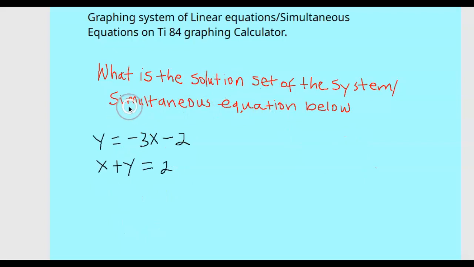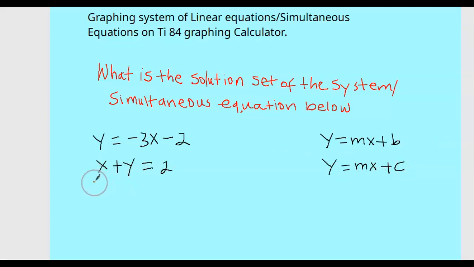Okay, so here we have this simultaneous equation, or the system of equations, and we want to graph this on the calculator. Realize that the first equation is already in the form y equals mx plus b, or y equals mx plus c, whichever one works for you. But the second one is not. So before we can put it in the calculator to graph it, we have to make sure that it's in that form. So we have to bring the x over here.